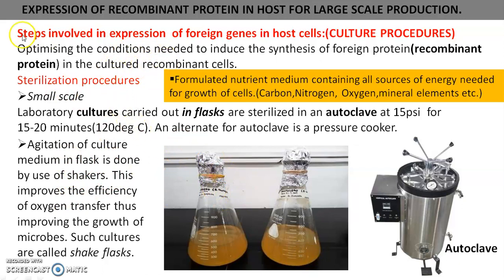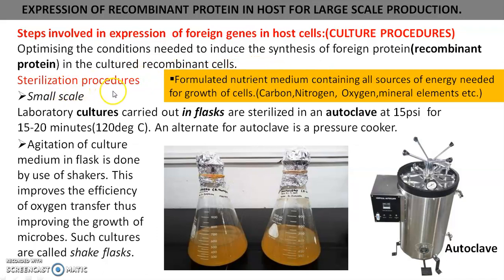Now coming to expression of recombinant protein in the host. Every condition should be optimized. Temperature, pH, all this should be taken care of. So we are going to talk about those culture procedures for getting the foreign protein expressed in the recombinant cell. Expression means gene coding and making that protein.